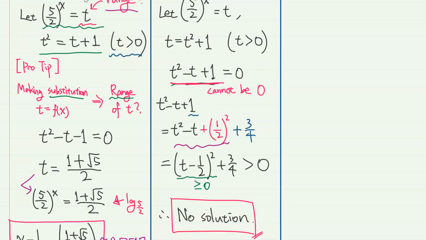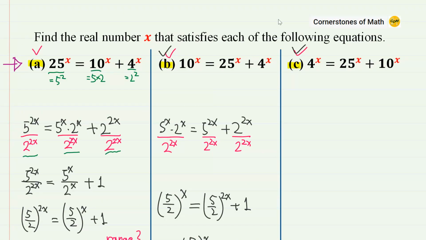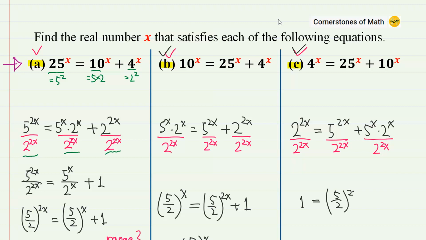And now, the third equation. So we do the same thing. You know the drill by now. So first, 2 to the power of 2x equals 5 to the power of 2x plus 5 to the power of x times 2 to the power of x. And dividing with 2 to the power of 2x, we have 1 equals (5/2)^(2x) plus (5/2)^x.